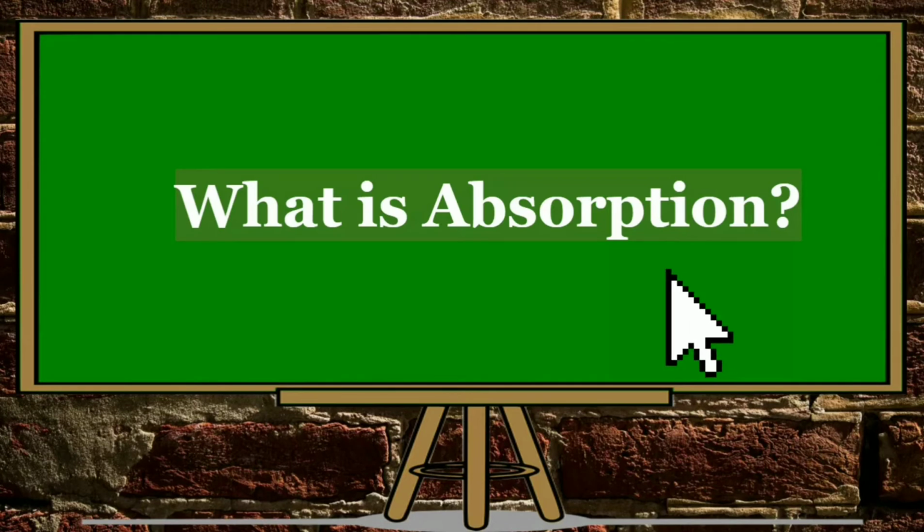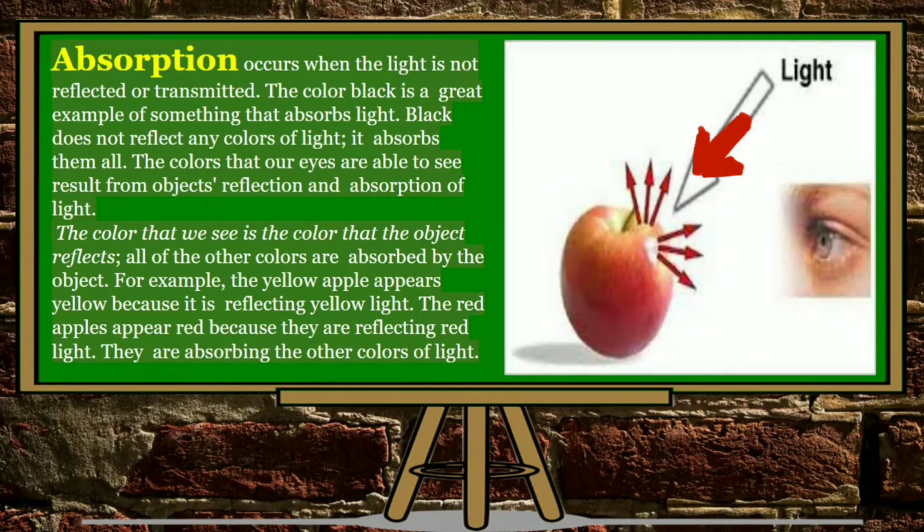What is absorption? Absorption occurs when the light is not reflected or transmitted. The color black is a great example of something that absorbs light. Black does not reflect any colors of light. It absorbs them all.